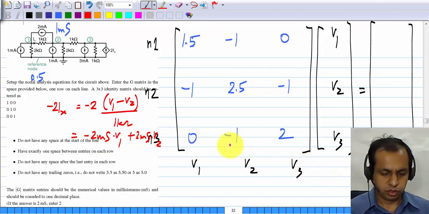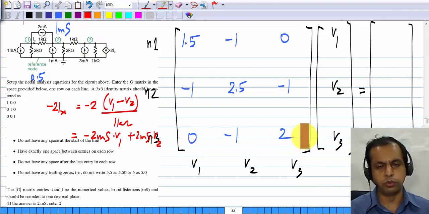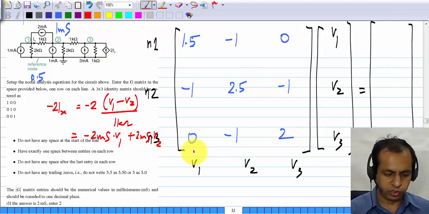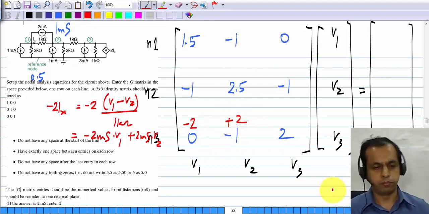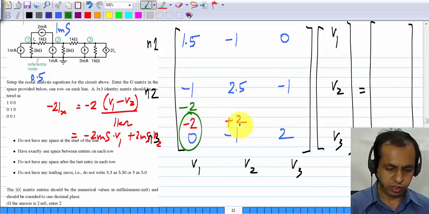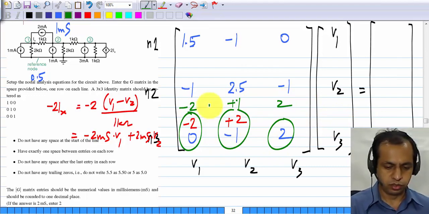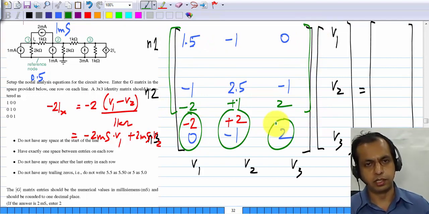Okay, so this of course is for node 3, so it belongs to the third row, and to the coefficient of V1 we have an extra minus 2, coefficient of V2 we have an extra plus 2. Okay, and you sum the corresponding ones, you get minus 2 here, you get plus 1 here, and this remains as it is, 2. Okay, so this is the conductance matrix that you have to enter as the answer.